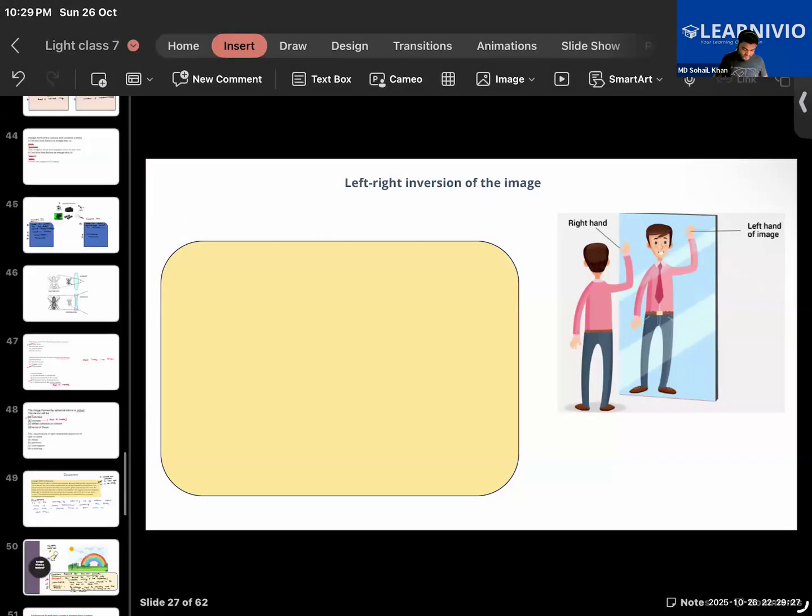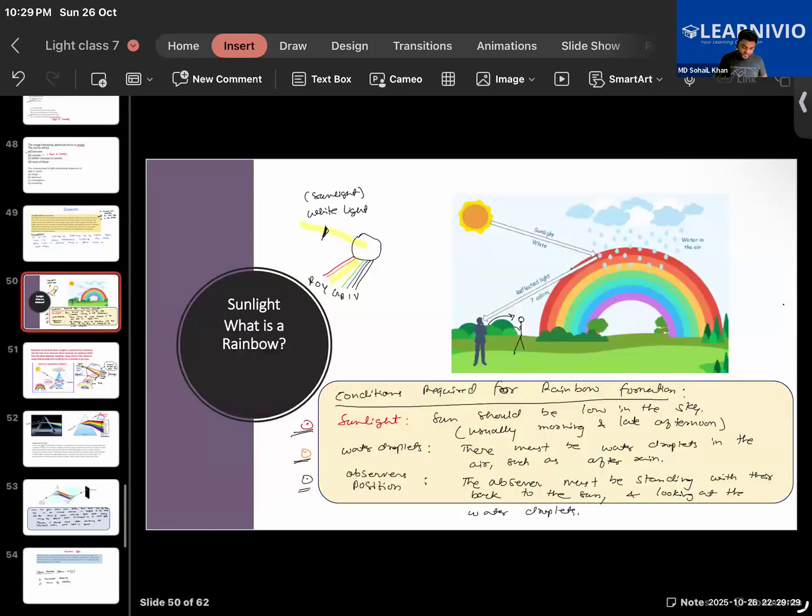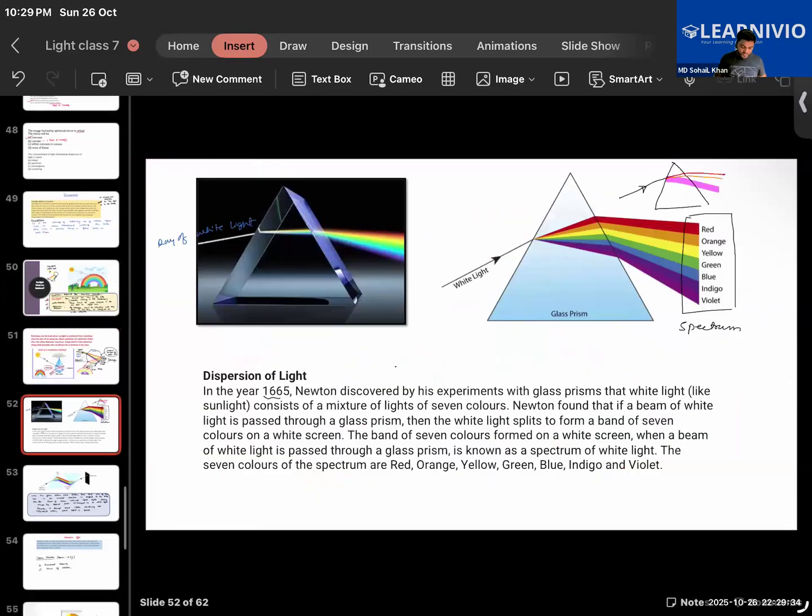There are a few more interesting things to learn about, by the way. We even have to learn about how rainbows are formed. That's my favorite part of every year.